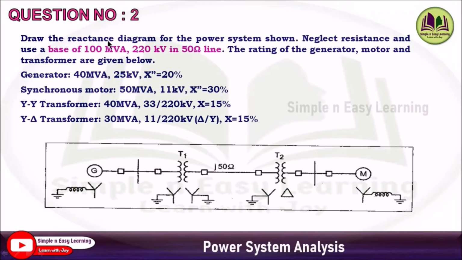Second priority, draw the reactance diagram. This is also a reactance diagram problem, or in other words a per unit type problem. Here the base value of 100 MVA, 220 kV is given in the 50 ohm line. In the previous problem the generator is taken as the base, but here the base value is given in the transmission line. So we need to start the problem from this section, proceed to the left hand side first, then the right hand side, and find the reactance diagram.